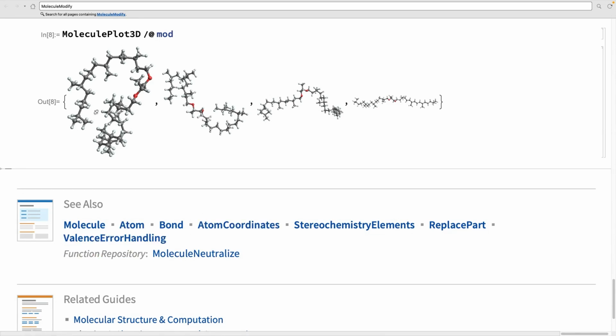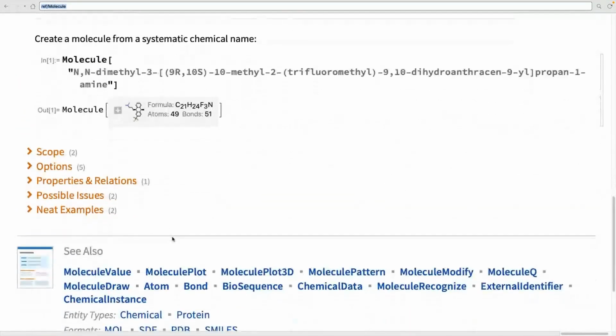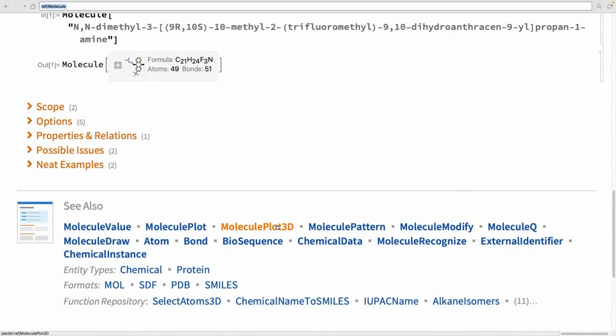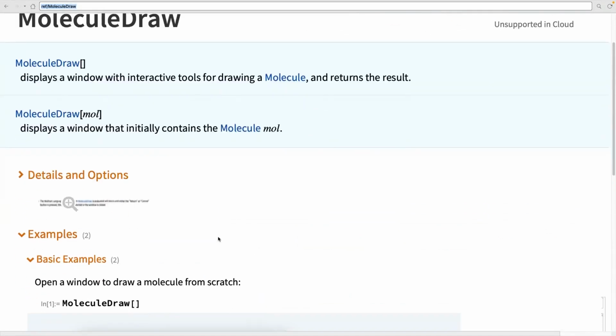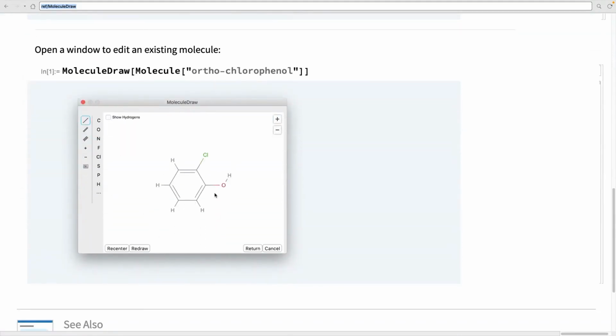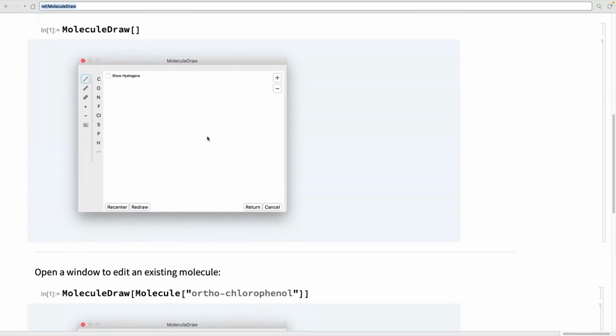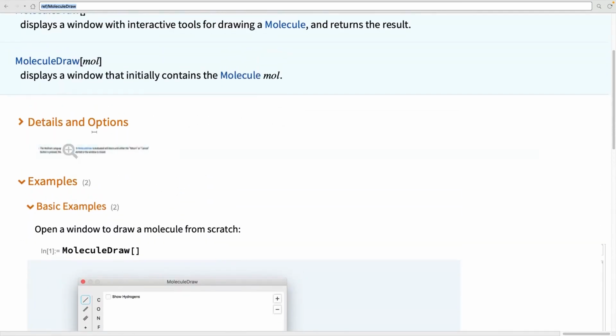So maybe you can say, oh, okay, well, that's how you modify a molecule. How do I actually make one? Oh, okay, there we go. You may say, okay, that's how I make a molecule. What can I do with that? Oh, molecule pattern, modify. I can check whether something is a molecule or look up the chemical data for something or get a biosequence. Molecule draw, what could that be? Yes, you can draw your own diagrams and then they will be understood to be molecules that you can use if that's your thing. It's pretty neat.